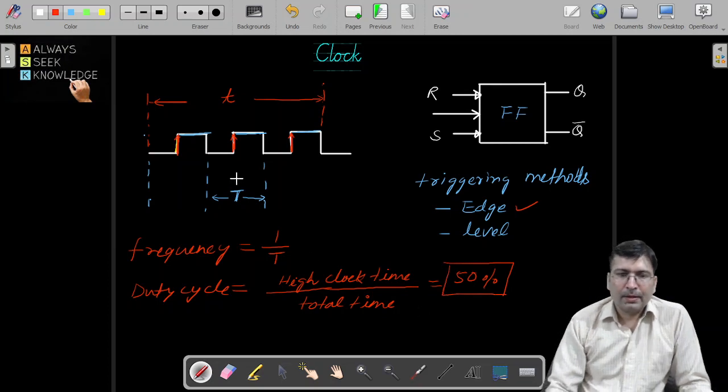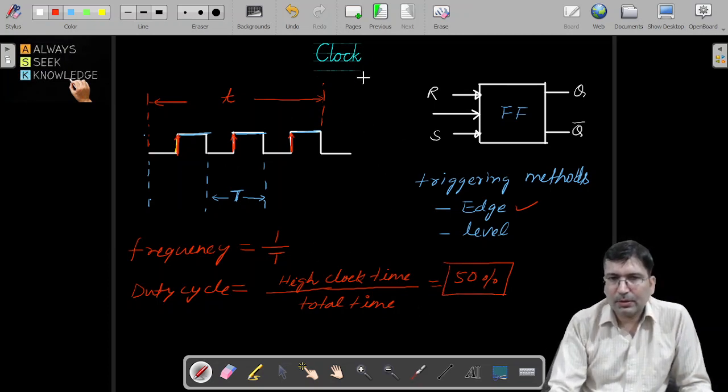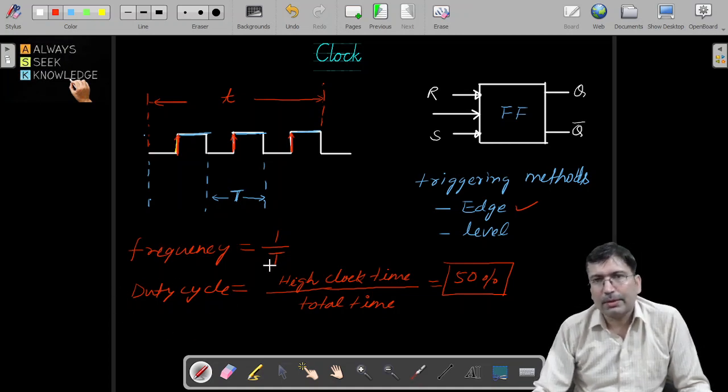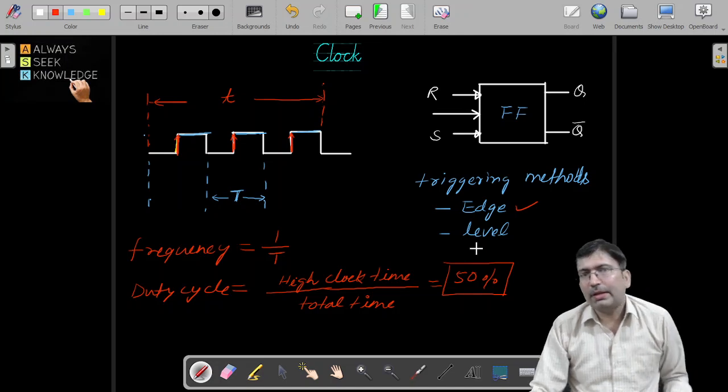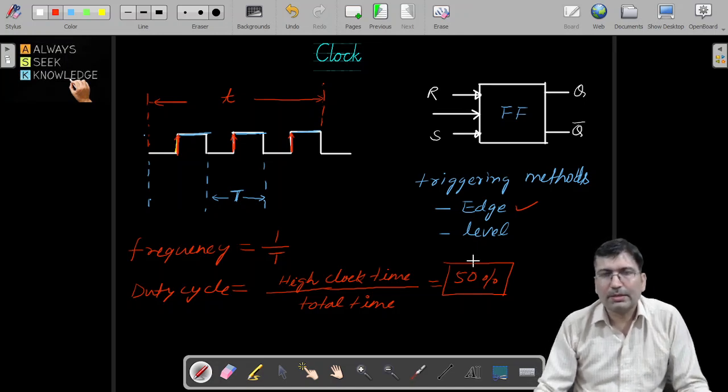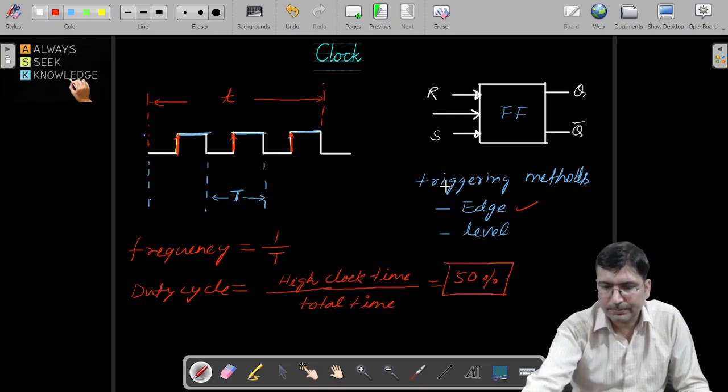So please do remember, clock is a signal which goes from low to high, high to low, and so on, which has a time period and a frequency, and you can calculate the duty cycle for it. There can be two types of flip-flop we can design: edge triggered flip-flop and level triggered flip-flop. So I'm ending this lecture. In the next lecture we'll be talking about SR flip-flop. Thank you.